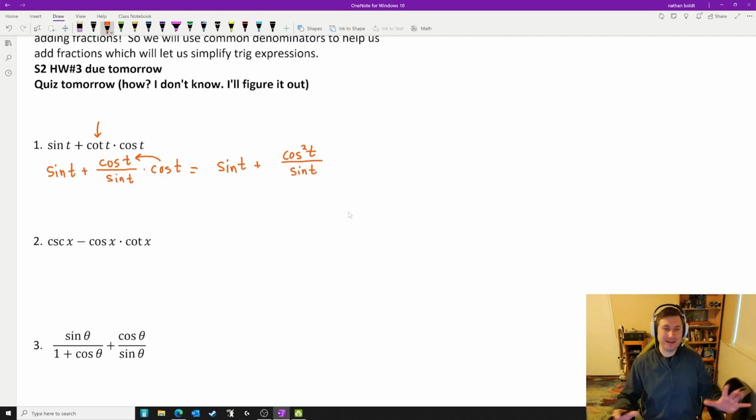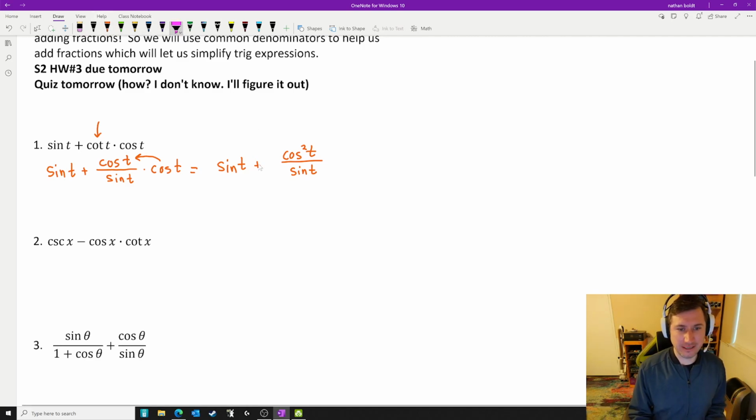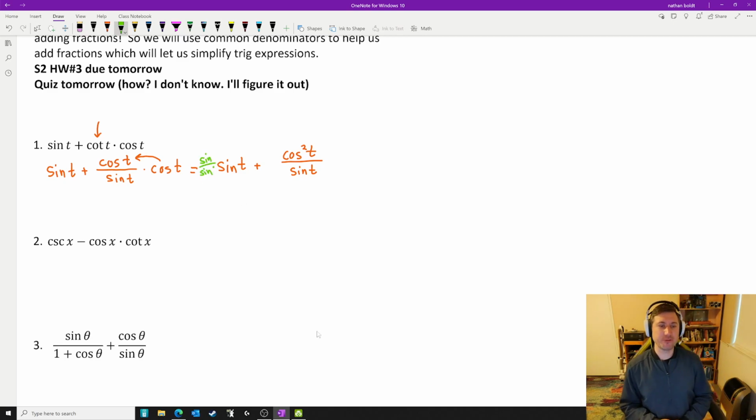Now, what if I wanted to combine these two into one fraction? I can't add these two things until they have a common denominator. So I have to make this first term have a denominator of sine of t. The old trick to do that is to multiply by the denominator you want, and you have to multiply by a form of 1 because you're not actually allowed to change anything. So I'm going to multiply that by sine over sine. I don't have to do anything to the right side, just the left on this one.